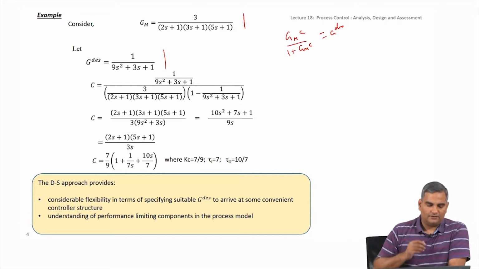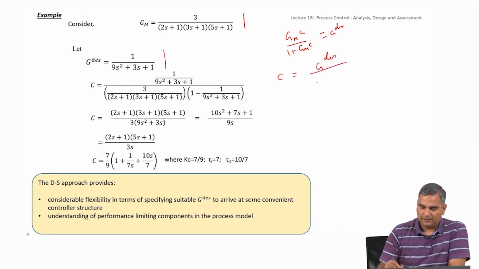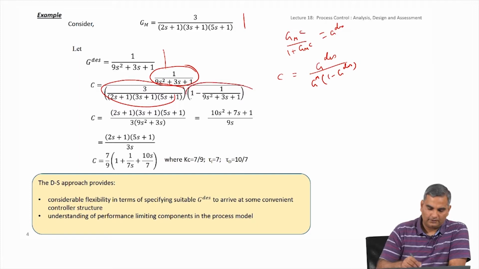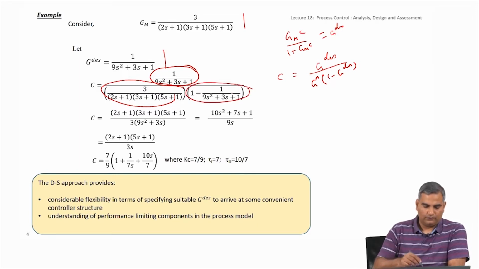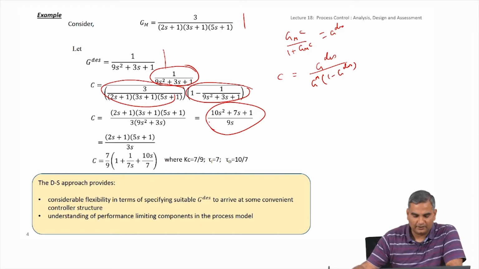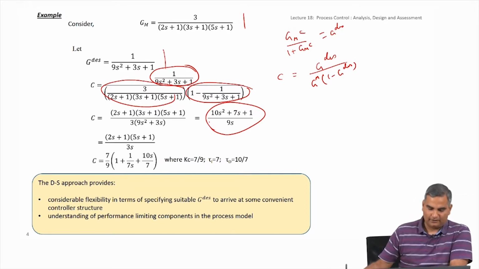Again, now that I have G desired, I know the C from the last slide, it takes the form G desired divided by GM times 1 minus G desired. So, this is G desired, this is GM, and this is 1 minus G desired. Now, if you do simple algebra and write it in this form, you will get this C to be this form. This looks like a little strange form right here.